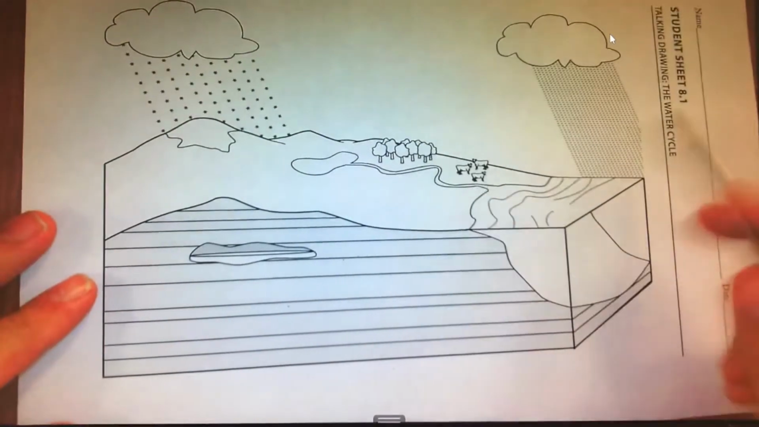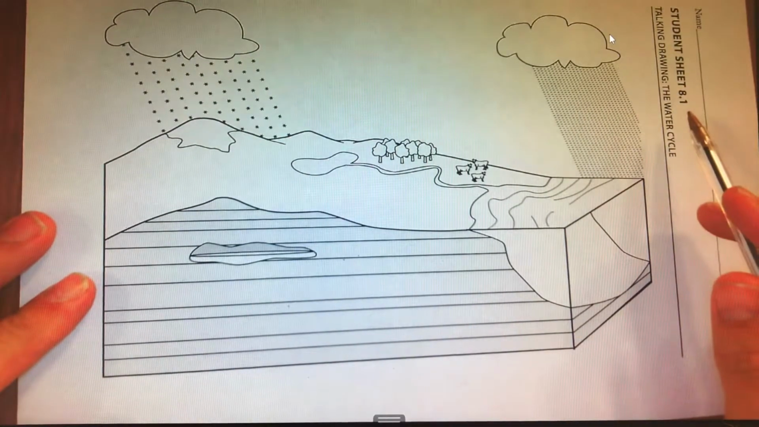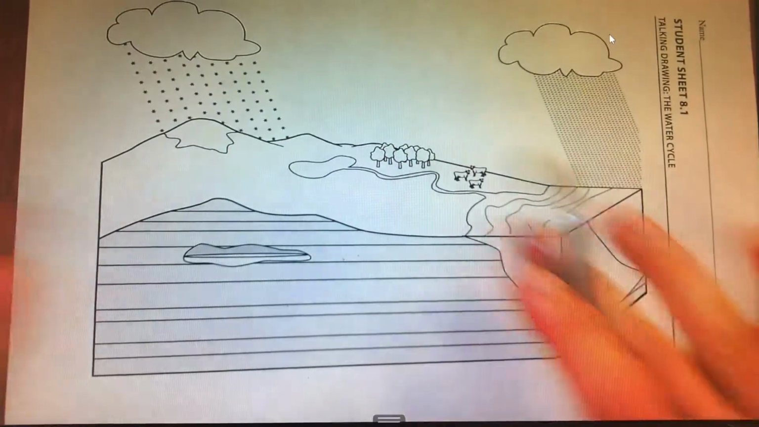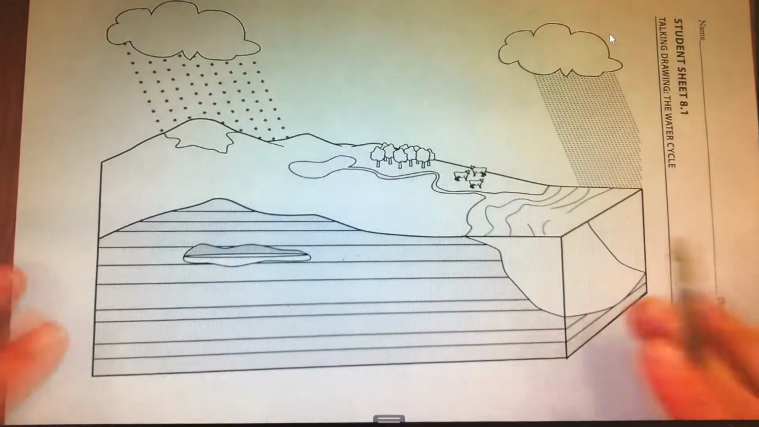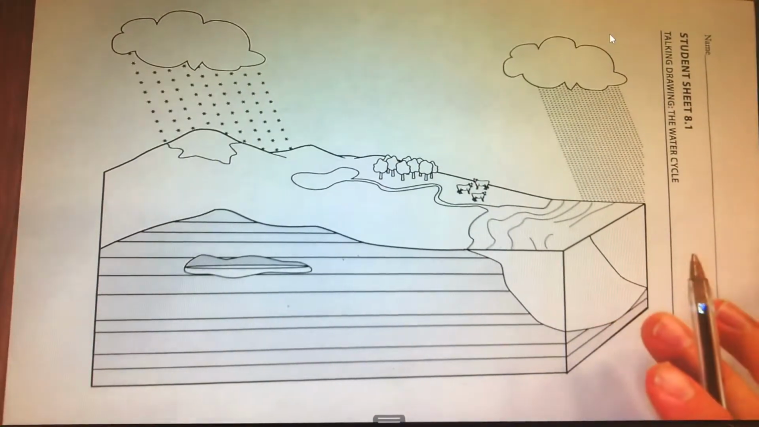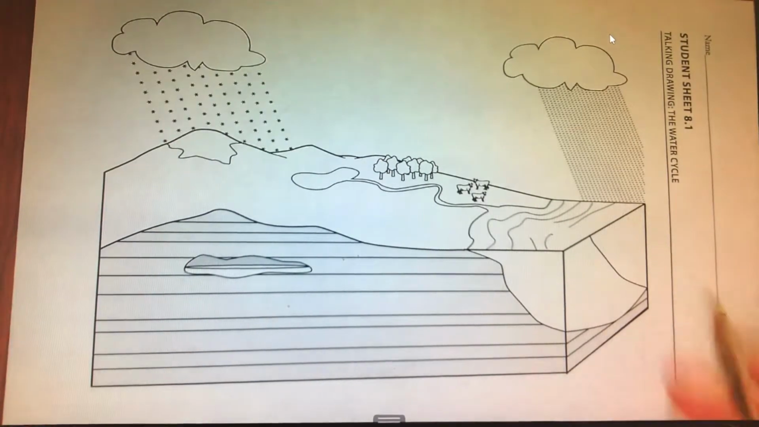Hey kiddos, here's looking at sheet 8.1 where you were asked to add some detail to this drawing of the water cycle, right? So let's go through what question 2 asked you to do in activity 8. The first thing it wanted you to do was identify places that water can be found.